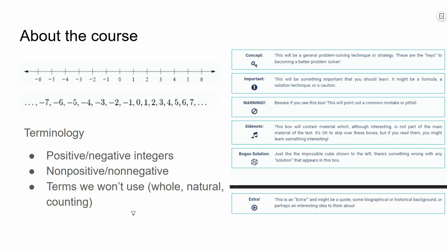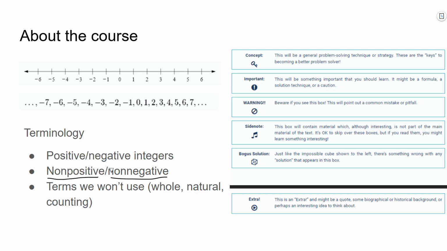One thing about terminology is that we're going to try not to use terms like whole numbers or natural numbers or counting numbers. Nothing wrong with those terms, but mixing terms could get confusing. So we'll just stick to one term, and that's going to be integers. So we're going to have positive integers and negative integers. One note is that 0 is not positive and it's not negative, but it is considered non-positive and non-negative. So 0 is both non-positive and non-negative, and it's neither positive nor negative.